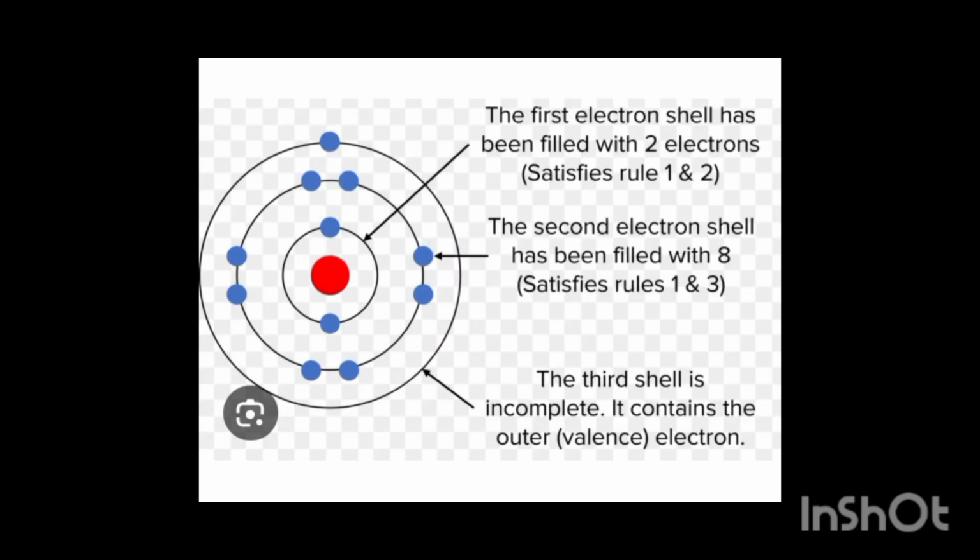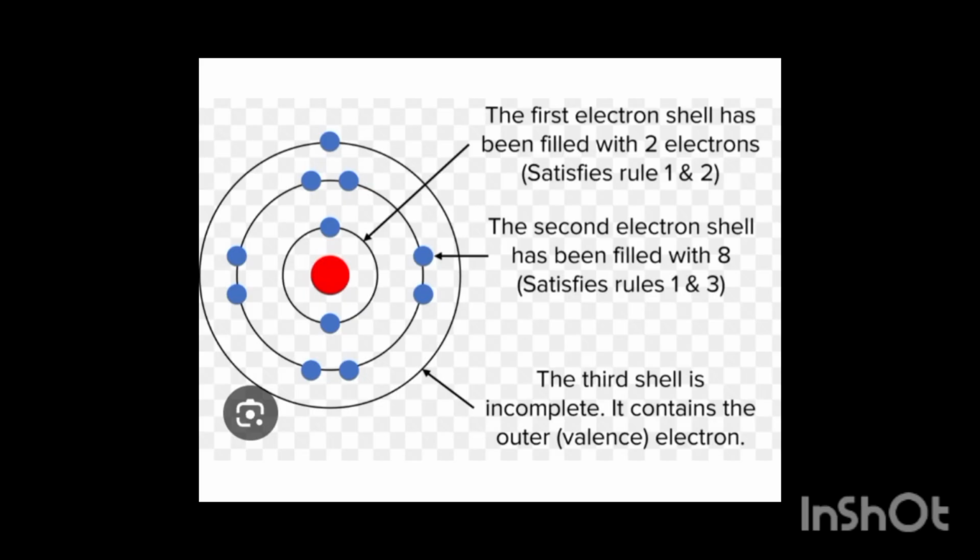Now in this picture, the first shell. This is very important. This is only for the shell or orbit, the energy levels of an atom. The first shell is filled with 2 electrons, satisfying rule 1 and 2. You need to know this. The first shell is called the K shell, and it always contains 2 electrons. No more than 2 electrons can fit inside it.